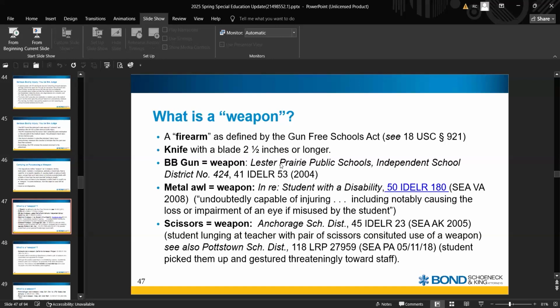Okay. So the hearing officer in that case said undoubtedly capable of injuring, including notably causing the loss or impairment of an eye if misused by the student. Scissors can be a weapon. So in this case, here's the context: the student lunged at a teacher with a pair of scissors. That use of the scissors constituted use of a weapon. In another case, the student picked them up and gestured threateningly towards staff. So that's an object not necessarily designed to inflict harm, but certainly can if used the wrong way.